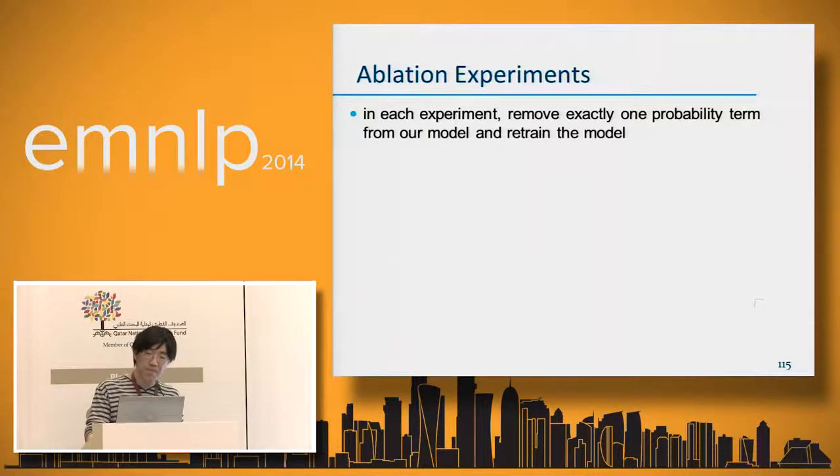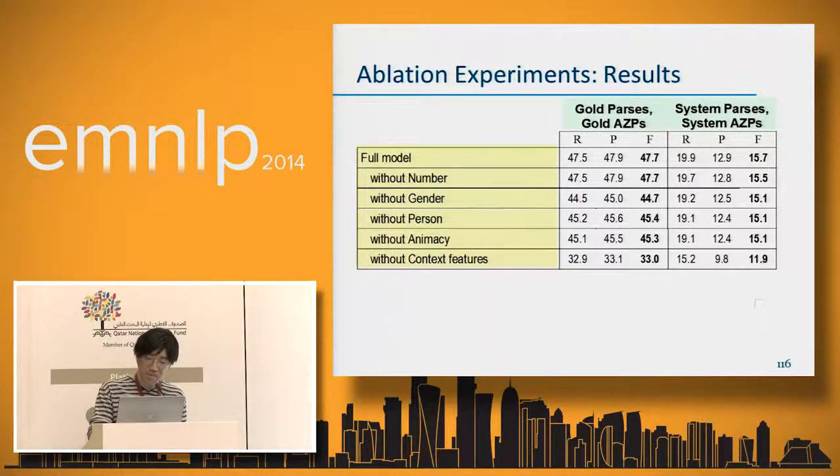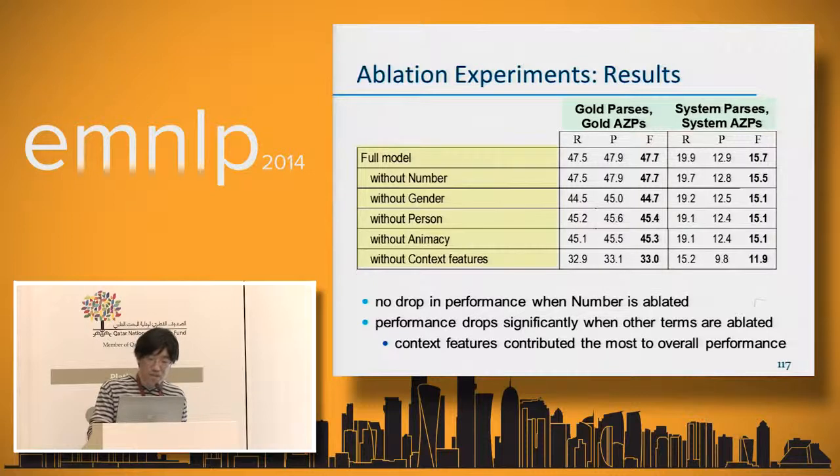We also did some ablation experiments to see which factors contributed most to system performance. In each ablation experiment, we remove exactly one probability term from our model and then retrain the model. And here are the results of the ablation experiments. Here you can see that there's no drop in performance when number is being ablated, but performance drops significantly when other probability terms are ablated. In particular, you can see that the context features contributed the most to overall performance, because without the context features, shown in the last row of the table, performance dropped significantly.